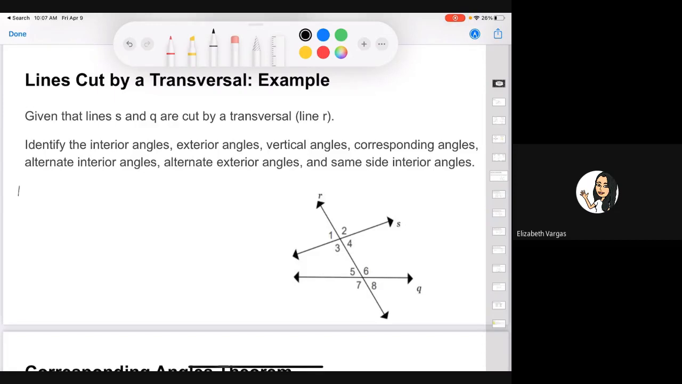So say I wanted to first begin by identifying all my interior angles. Interior angles are going to be all the angles on the inside. So all my interior angles: 3, 4, 5, 6. Those are all my interior angles. So 3, 4, 5, and 6. All the angles on the inside. Interior means inside.